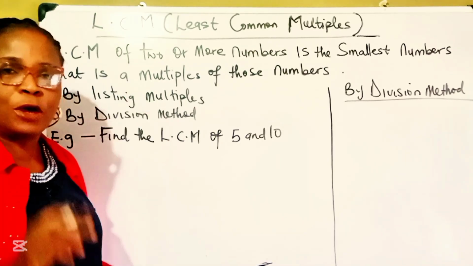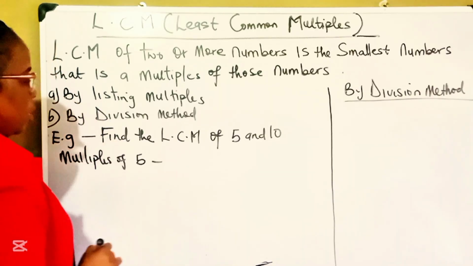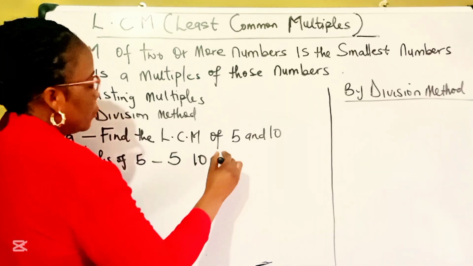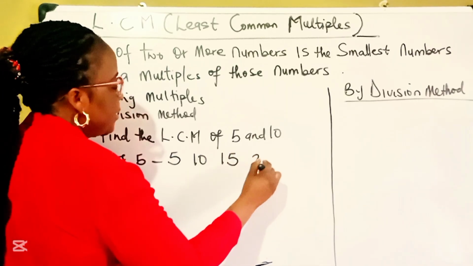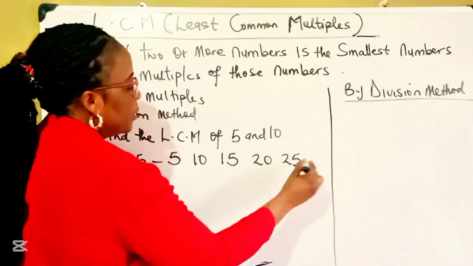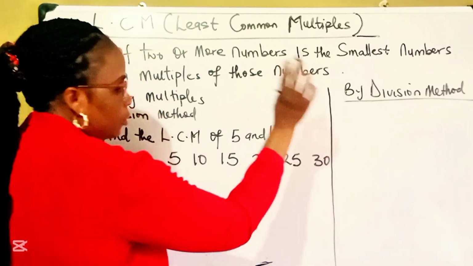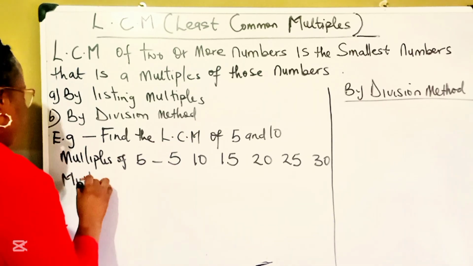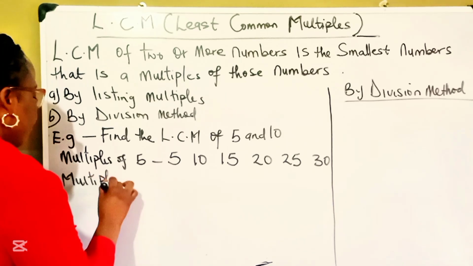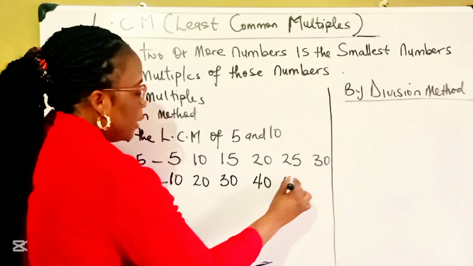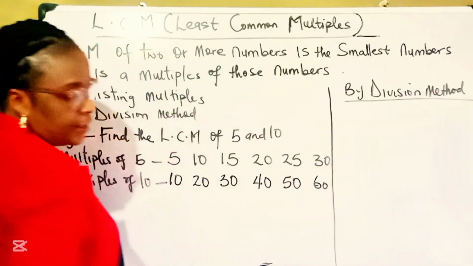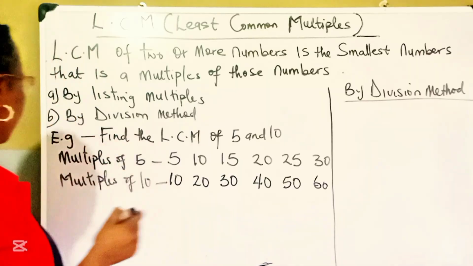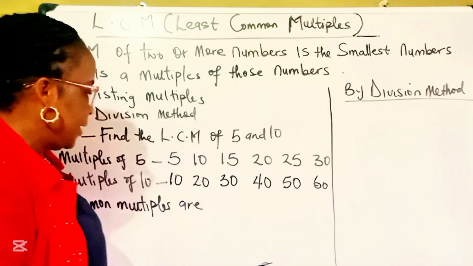I'm going to list the multiples of all the given numbers. Multiples of 5 are 5, 10, 15, 20, 25, 30, and so on. Then multiples of 10, 50, 60, and so on. We are going to identify the common multiples of all the given numbers. Then their common multiples are 10.